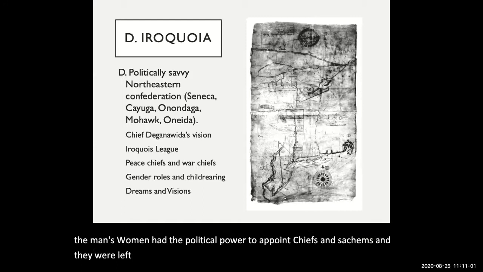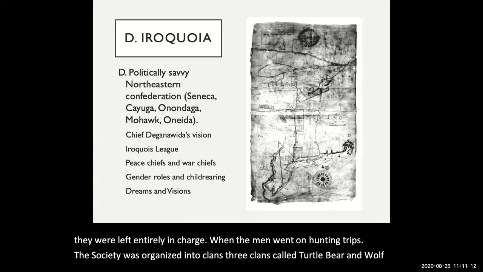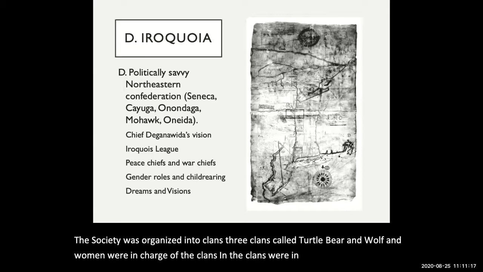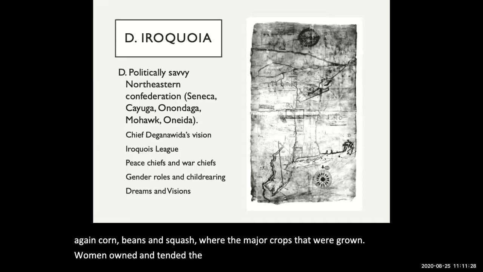The society was organized into clans, three clans called Turtle, Bear, and Wolf, and women were in charge of the clans, and the clans were in charge of agriculture. And again, corn, beans, and squash were the major crops that were grown. Women owned and tended the fields under the supervision of the clan mother.